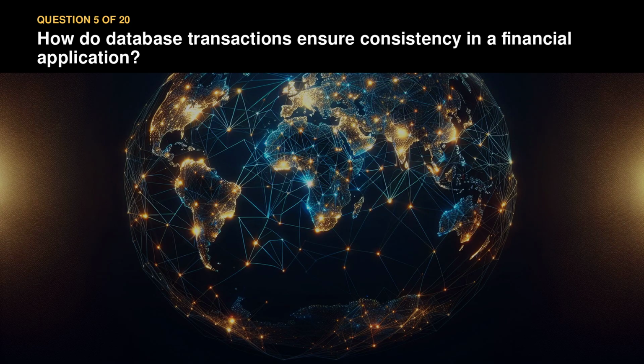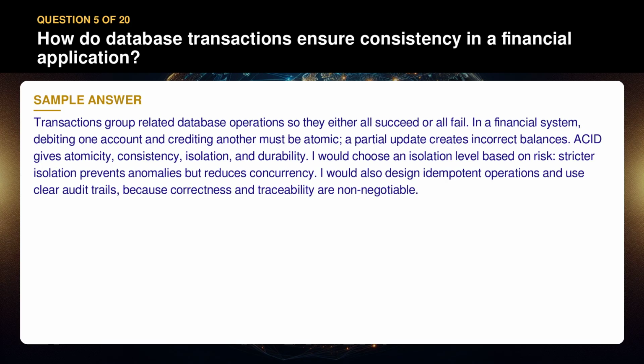Question 5. How do database transactions ensure consistency in a financial application? Transactions group related database operations so they either all succeed or all fail. In a financial system, debiting one account and crediting another must be atomic. A partial update creates incorrect balances. ACID gives atomicity, consistency, isolation, and durability.